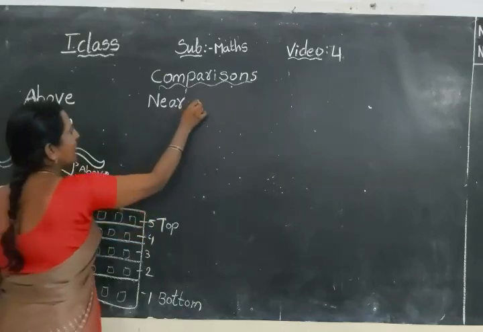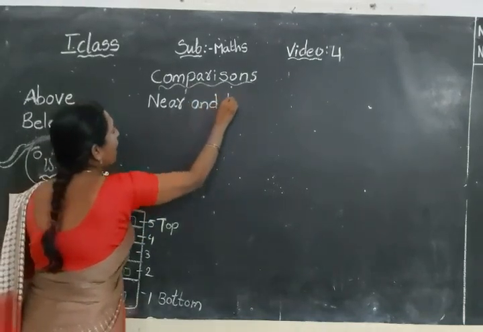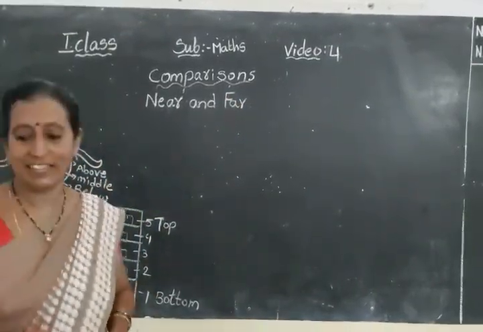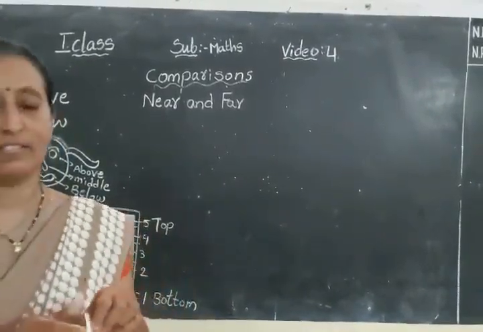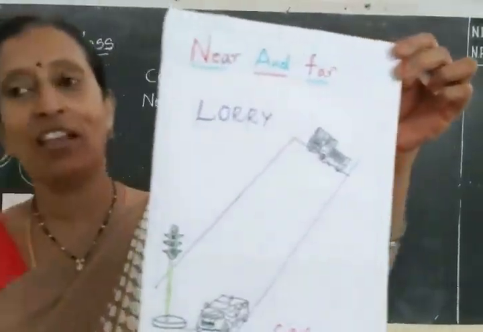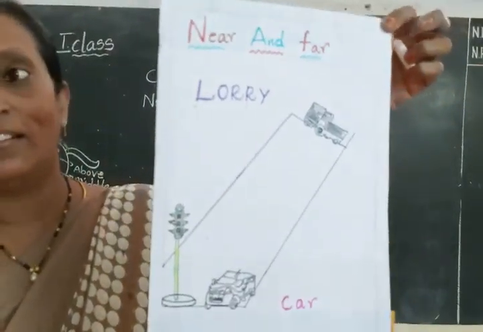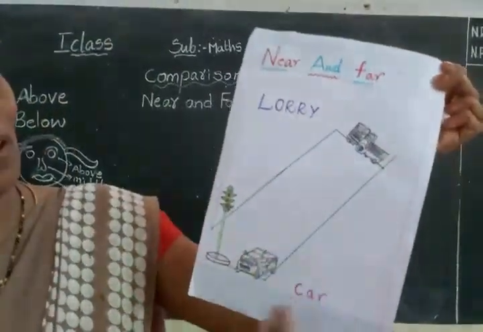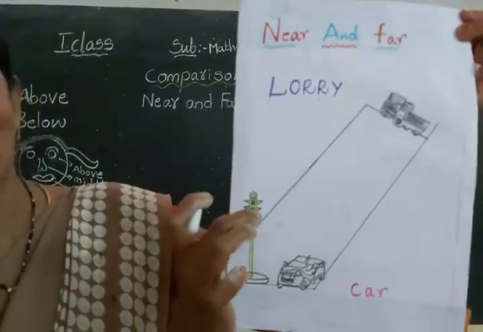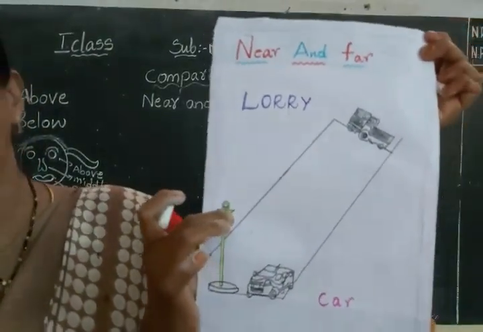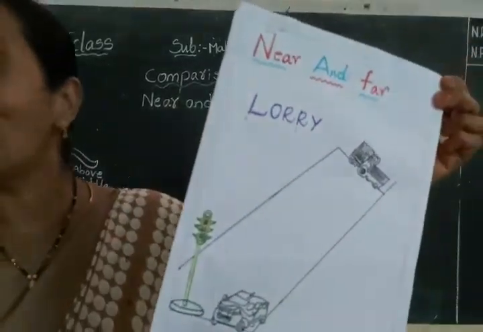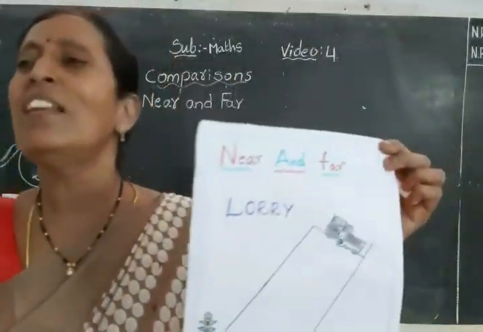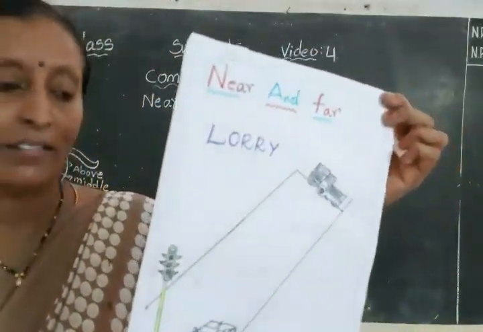N-E-A-R, near and far. You know children, near and far. See children, look at this picture. This is near and far. See here one road is there. In this road, what is there? Traffic signals are there. In the traffic signals, which one stands nearby? The car stands near the traffic lights. Near means the next one.